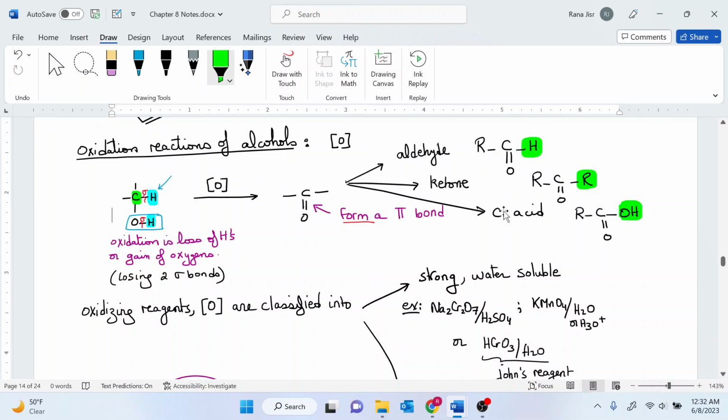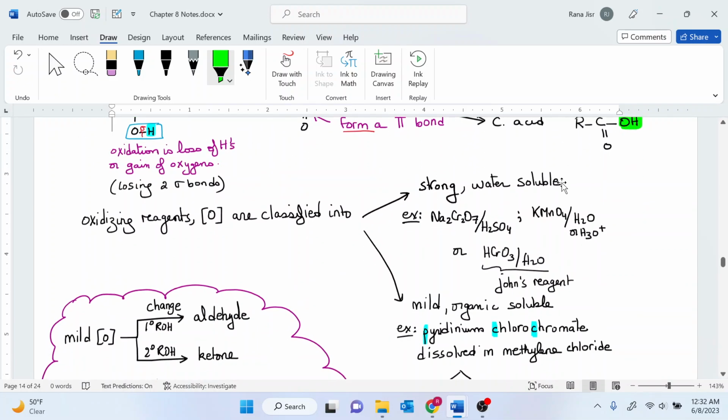So aldehydes and carboxylic acids are formed whenever we start with only primary alcohols. On the other hand, if we start with a secondary alcohol and use any type of oxidizing agent, mild or strong, then we're going to end up getting the ketone.